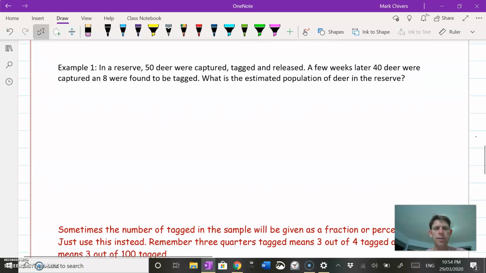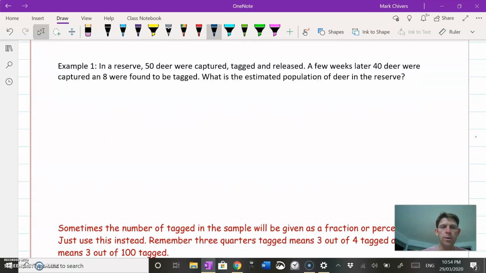So probably the easiest way is to sort of see that done. So here we've got in a reserve 50 deer were captured, tagged and released. And a few weeks later, 40 deer were captured and 8 were found to be tagged. So that proportion of the tagged ones as a proportion of the second lot we grabbed has to be equal to, or we assume it's equal to, the number that were tagged initially divided by the whole population. So we just use that basic premise.